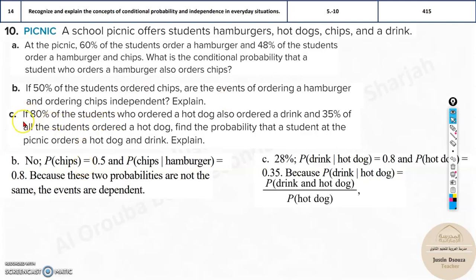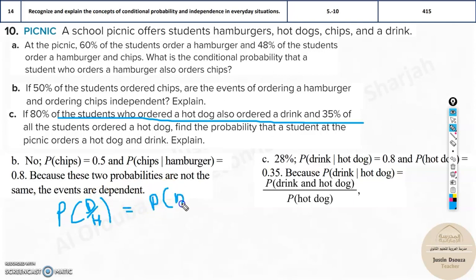That is the answer. And now they have told over here, if 80% of the students who ordered a hot dog also ordered a drink, can you see only the conditional probability is given, that is, whoever ordered a hot dog also ordered a drink. That means drink, given the condition that they ordered a hot dog, is equal to the probability of hot dog and drink, H and D, divided by the probability of hot dog only.